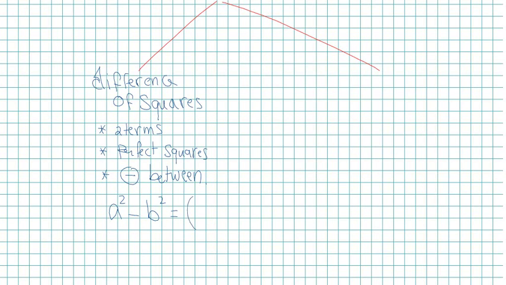Two brackets. A plus and a minus. Good. So you're going to square root the first term, put it in the first spot. Square root the second term, put it in the second spot. Right? And that would be my difference of squares factor. Are we good with that?